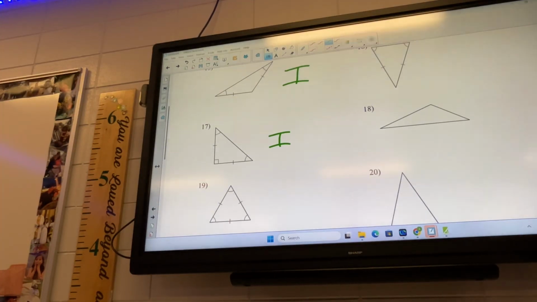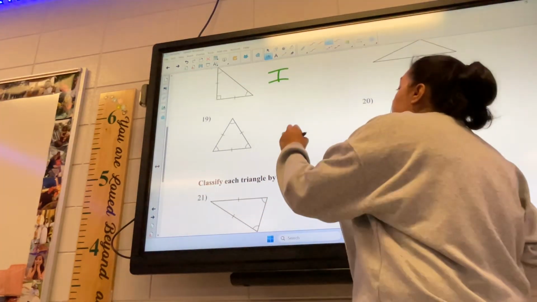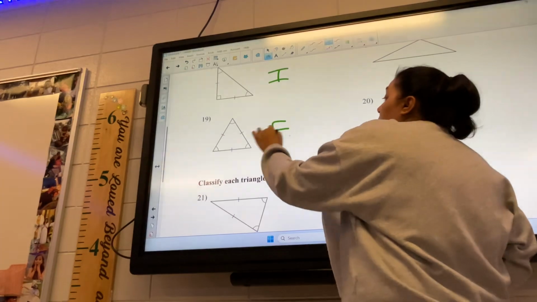So look at 19. Look at 19. How many sides are marked? 3. So what is that? An E, okay? It's an equilateral.